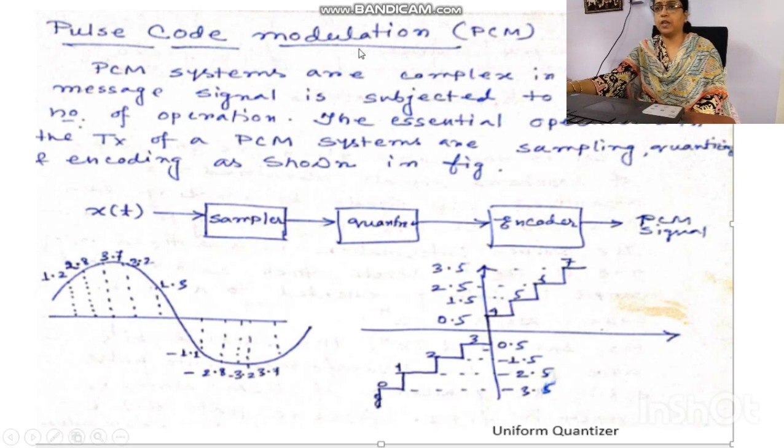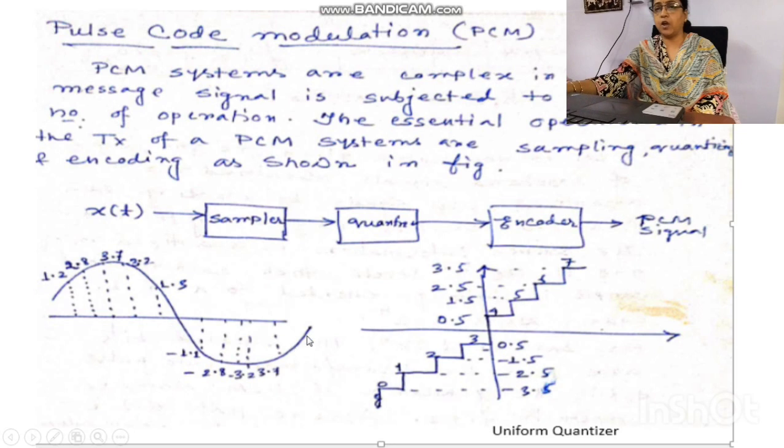Coming to the next topic, pulse code modulation. So it's very simple. As the diagram says here, PCM diagram, x of t is the analog signal. It is given to the sampler and then it is quantized and then it is encoded. Then what we are getting as the resultant signal is the PCM signal. So it is given in terms of waveform also.